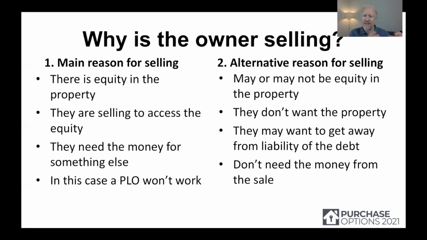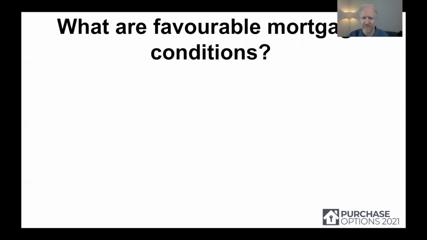In group 1, they're selling to get the money. This is group 2, people who just want to get away from the property, get rid of it. They don't necessarily need the money, which means they're just going to put the money in the bank. And we know at the moment, money in the bank is not getting a very good return. So in this case, PLOs could be absolutely perfect.